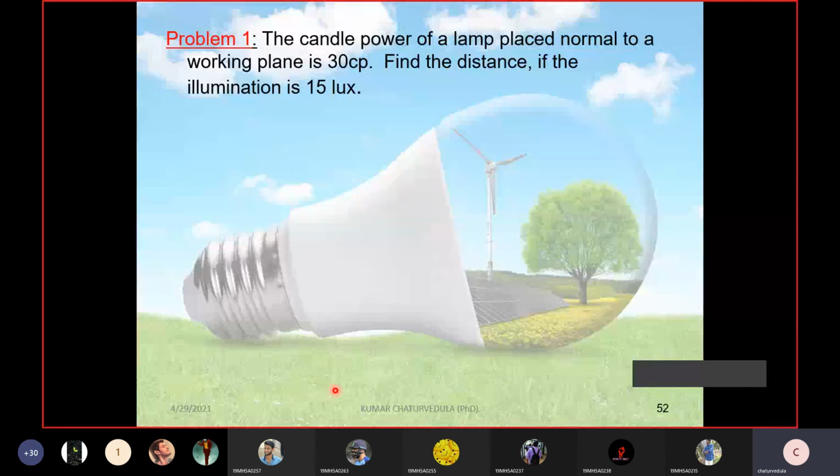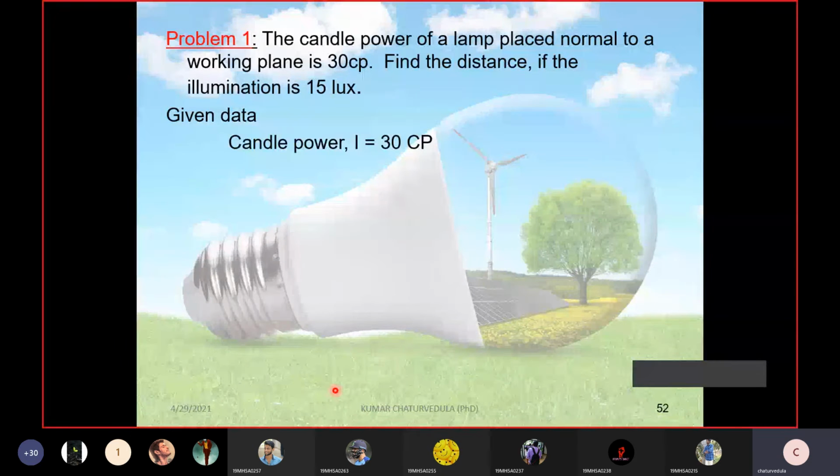So now we are trying to solve one problem. The candle power of a lamp that is placed normal to a working plane is 30 candle power. Find the distance D if the illumination is 15 lux. Given data: candle power is nothing but luminous intensity, I is equal to 30 candle power. Illumination E is equal to 15 lux.